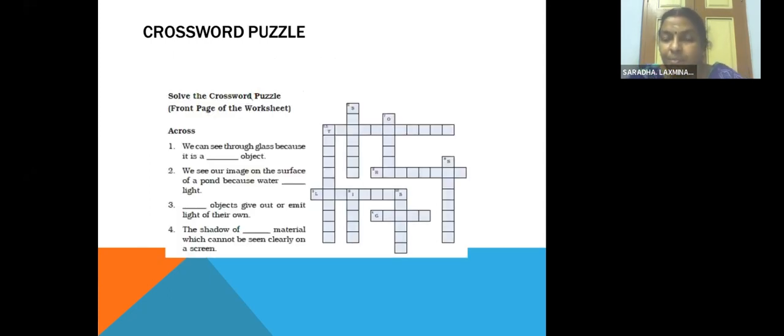And then a crossword puzzle. We can frame the crossword puzzle like this. We can see through glass because it is a dash object. Number one, across: transparent. Very simple. We see our image on the surface of the pond because water dash light. Number two, again across: reflects. So simple things can be done. Don't need to bring in very tough questions.